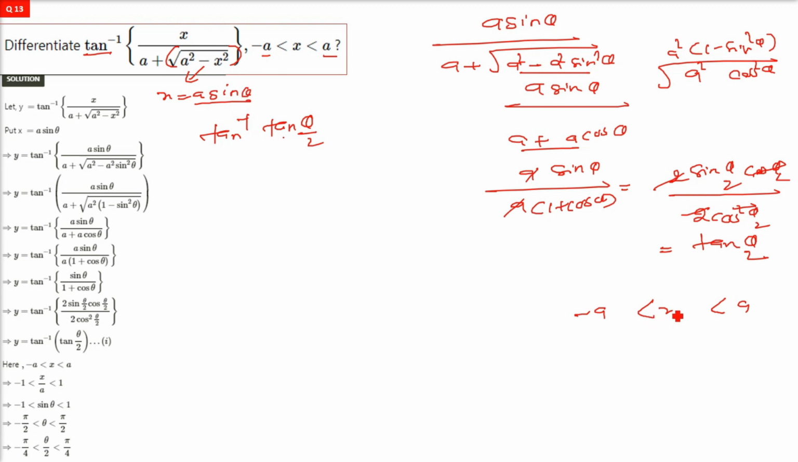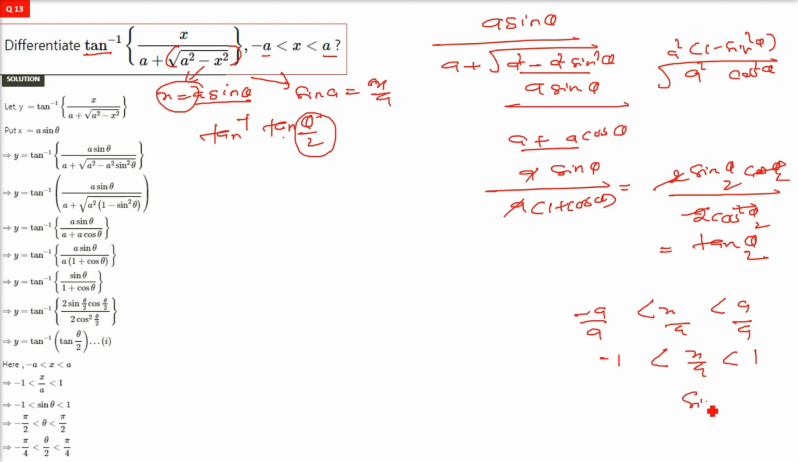This is a sin theta. So in order to put this x, divide everything by a. You need x by a. X by a is sin theta in your case. You have chosen that already. So this is negative 1 and 1. And same discussion what we had just now in the previous question.